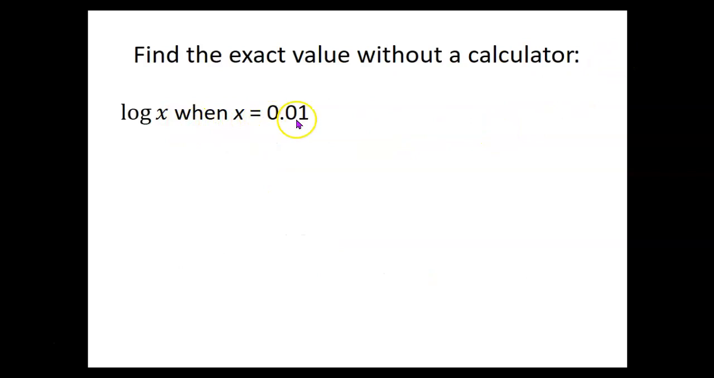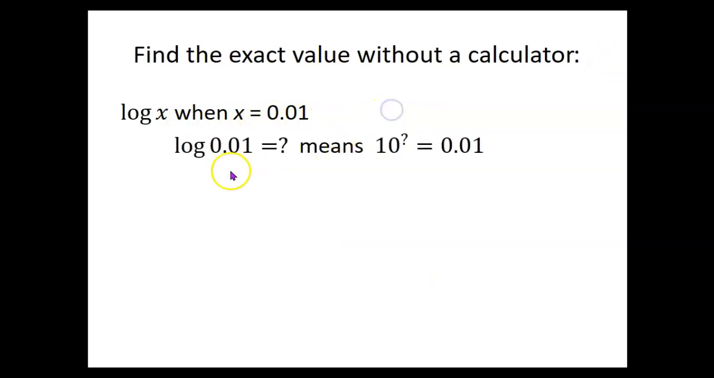Log of x when x is 0.01 is asking, okay, 10 to the what power is 0.01? Answer, -2. 10 to the -2 power would be 1 over 100, or 0.01.